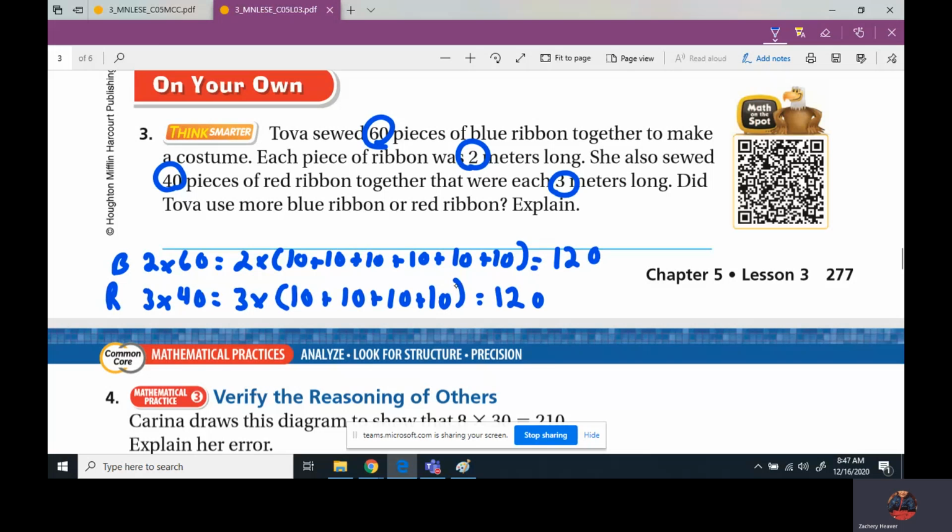So did she use more blue ribbon or more red ribbon? Well, Tova used the same amount. She didn't use more blue or more red. Tova just used the same amount.